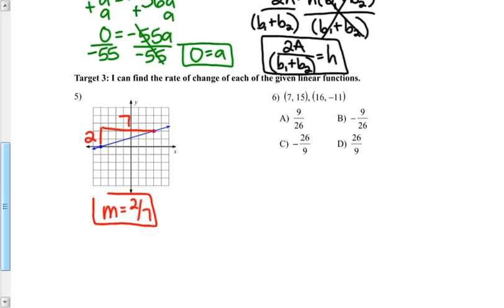Two things I would consider in this case. First of all, I would make sure I couldn't simplify 2 over 7, which I can't. And also notice how that line is going uphill, so it should have a positive slope. So all of that makes sense.